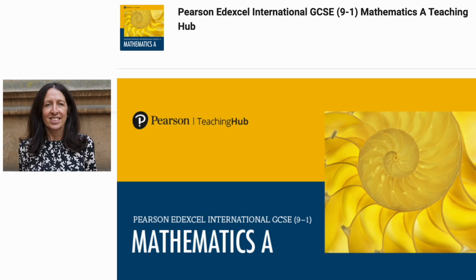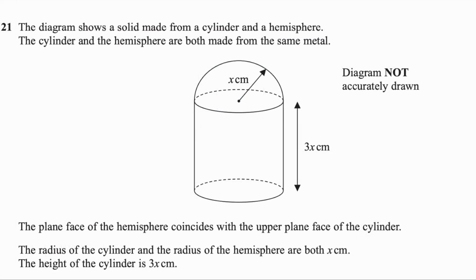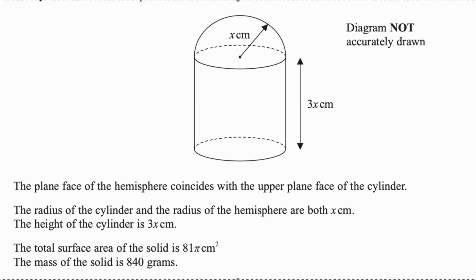Before we delve in, I thought we would take a quick look at a real examination question. It is a question from this paper, Paper 2 of the higher level IGCSE Mathematics examination taken in January 2022. This is question 21. It involves a lot of different mathematics topics: compound solids, in this case a cylinder with a hemisphere on top, algebra because dimensions are given in terms of x, surface area and mass.